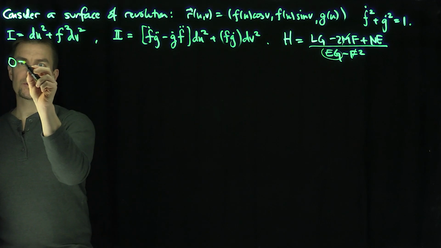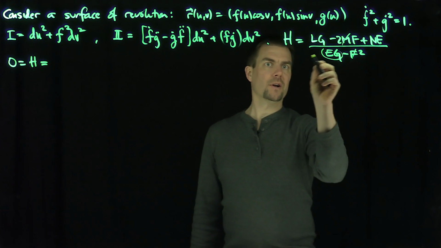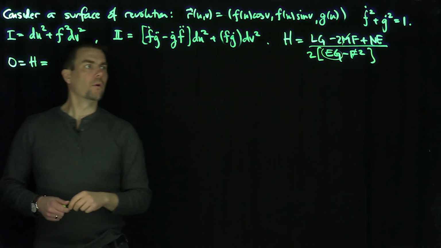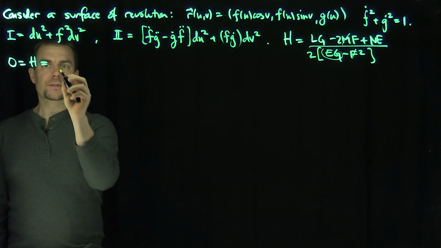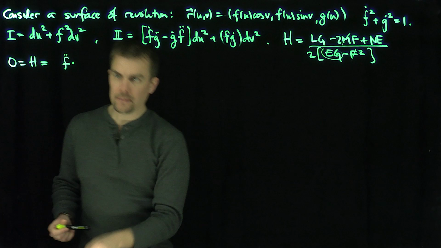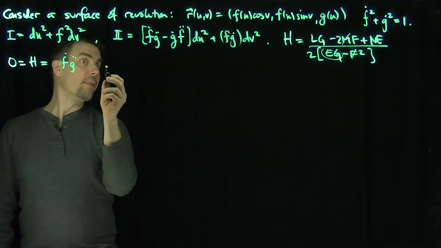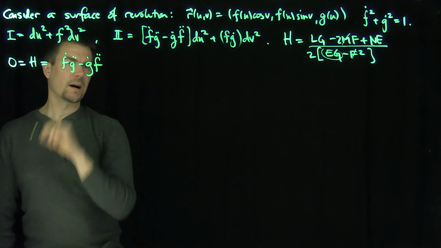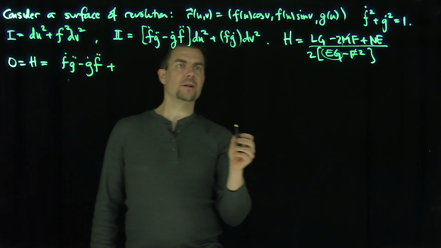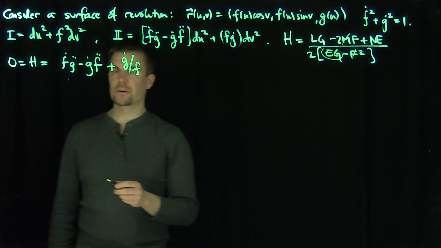So H equals 0. H is equal to, and there's probably a 2 in the denominator too, but we don't care about that so much because we're going to set the numerator equal to 0, right? So I need a 2 over here as well. Okay. And then this is going to be f double dot, f single dot, f single dot, g double dot minus g dot f double dot, and then plus n times e, so that's going to be a g dot over f, and I want this to be equal to 0, right? So I need to solve this differential equation.